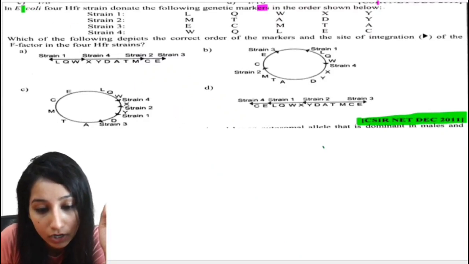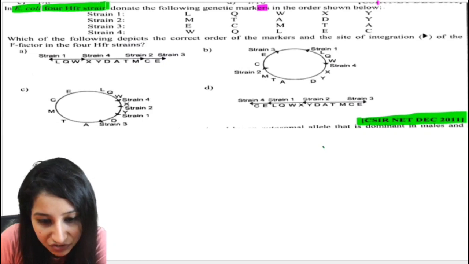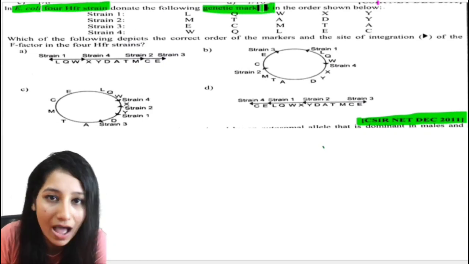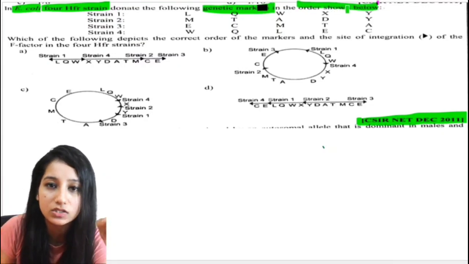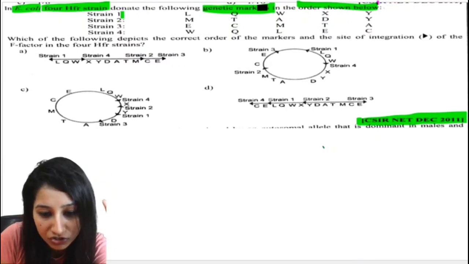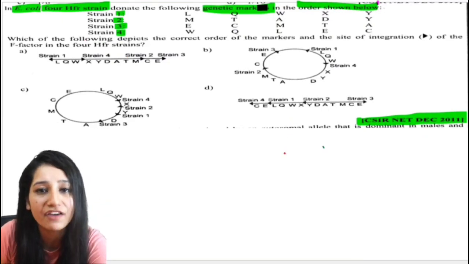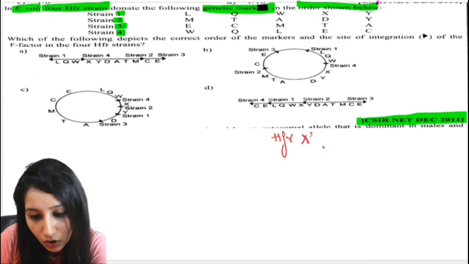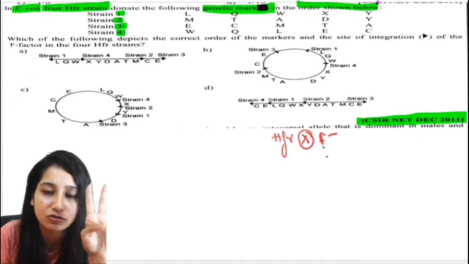Okay, so what the question is saying is that in E. coli, 4 HFR strains donate the following genetic markers. Genetic markers are the genes only, in this order. So this question says that there are a total of 4 strains donating their genetic material. They are donating to whom? To F negative. We have seen in previous videos that the cross is between HFR and F negative, here 4 different strains of HFR.